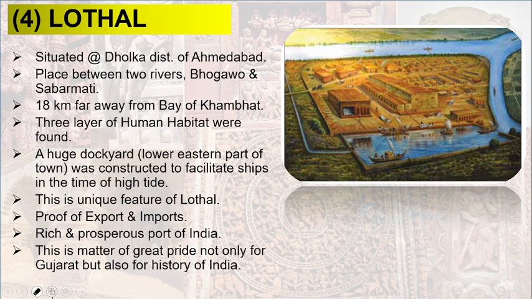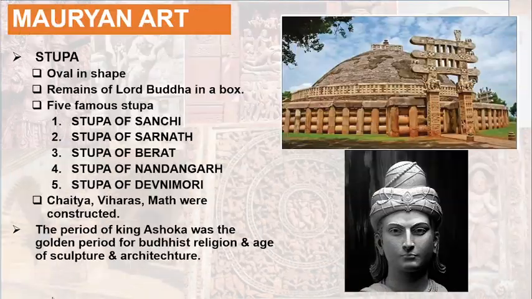With this dockyard, we got that they were doing export and import of goods. During the Lothal period, India was rich and prosperous, and that's a pride not only for Gujarat but also for the history of India. So we can say Lothal is the only Indus Valley Civilization site where they have a dockyard, and the great pride is that it is in Gujarat.